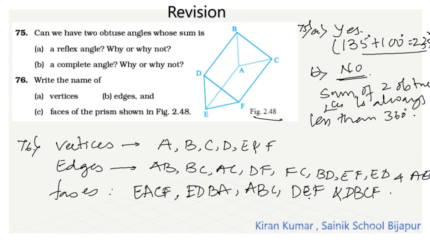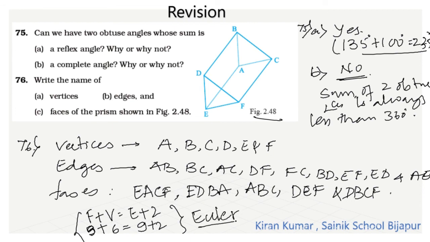Here I would like to bring it to your notice that there is a beautiful formula for this relation. F plus V will be equal to E plus 2. The number of faces plus the vertices will be equal to the number of edges plus 2. This is a famous result. This result is given by a mathematician named Euler. Euler's formula. Here we have 5 plus 6 will be equal to 9 plus 2. This formula is called the Euler formula.